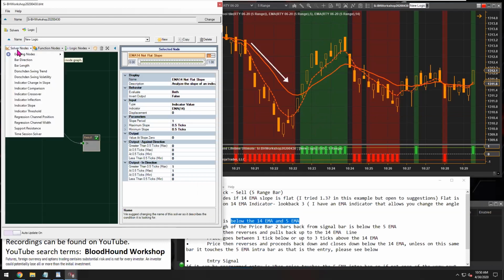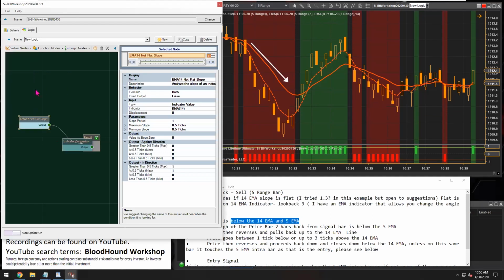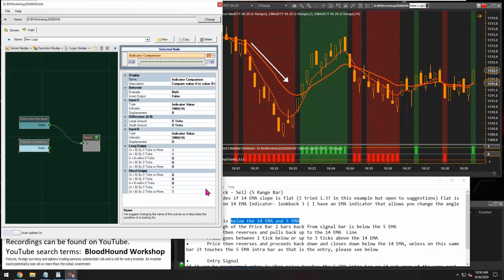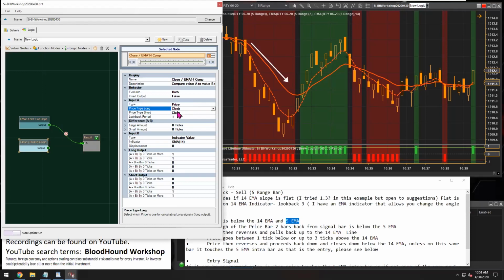So to do that, we're going to use comparison solvers, right? We're going to need two comparison solvers. We'll need one comparison solver for the EMA14 and a second one for the EMA5. All right, so we're going to compare the close to the EMA14. So input A, that's going to be price, the closing price. So we're going to change the type to price, right? And there we go. There's the close price already selected for us.